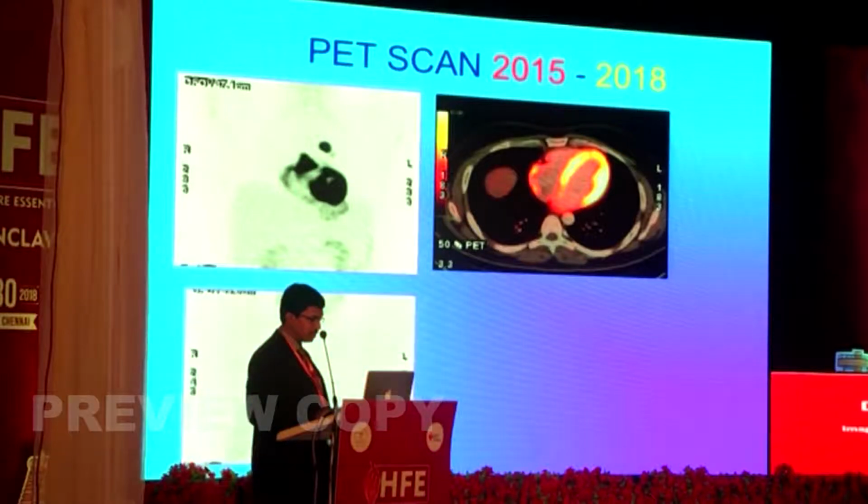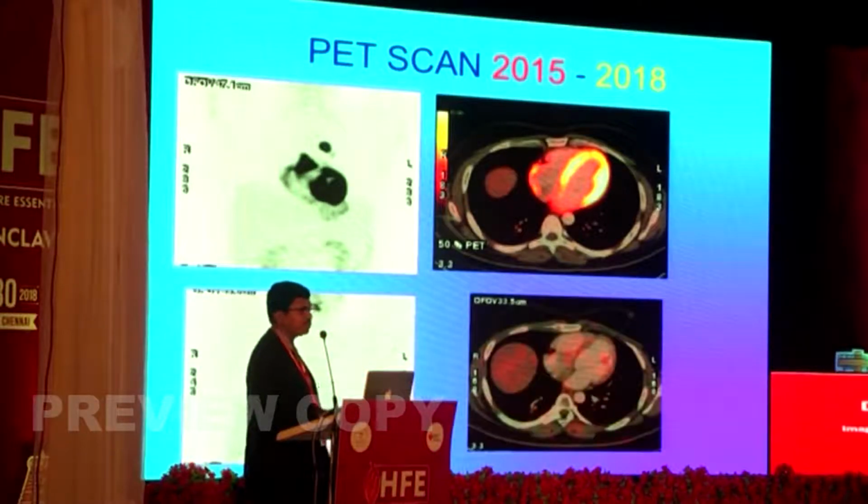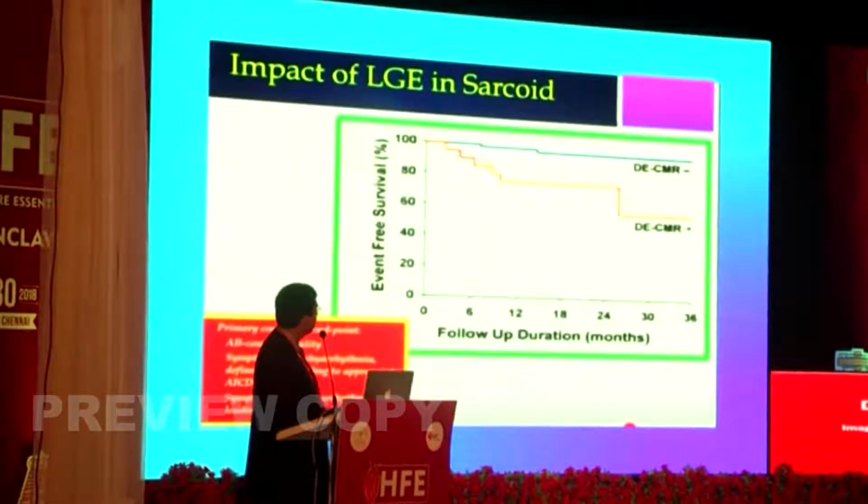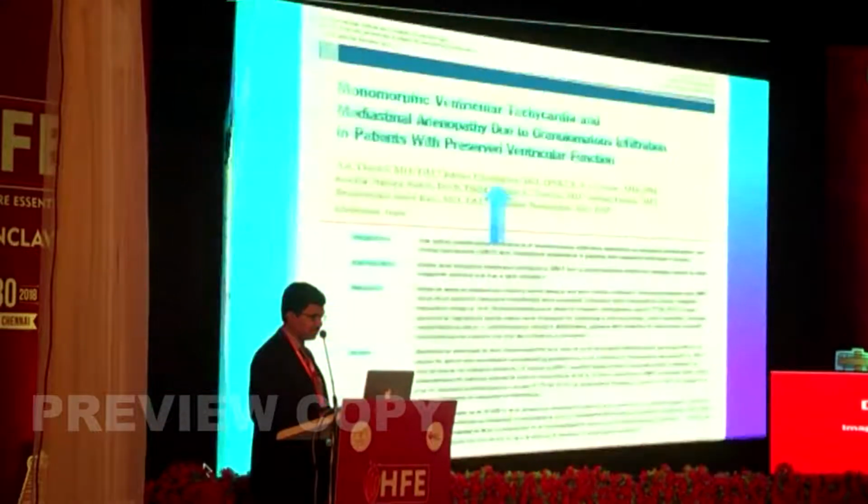And cut to 3 years later, the patient has been put on immunosuppressants. You can see all the nodes have disappeared on the PET scan and there is no inflammation in the myocardium. This is one of the cases of our own series, and it clearly shows that if you have a delayed enhancement which is significant, there is significant mortality in patients with sarcoid compared to those without.